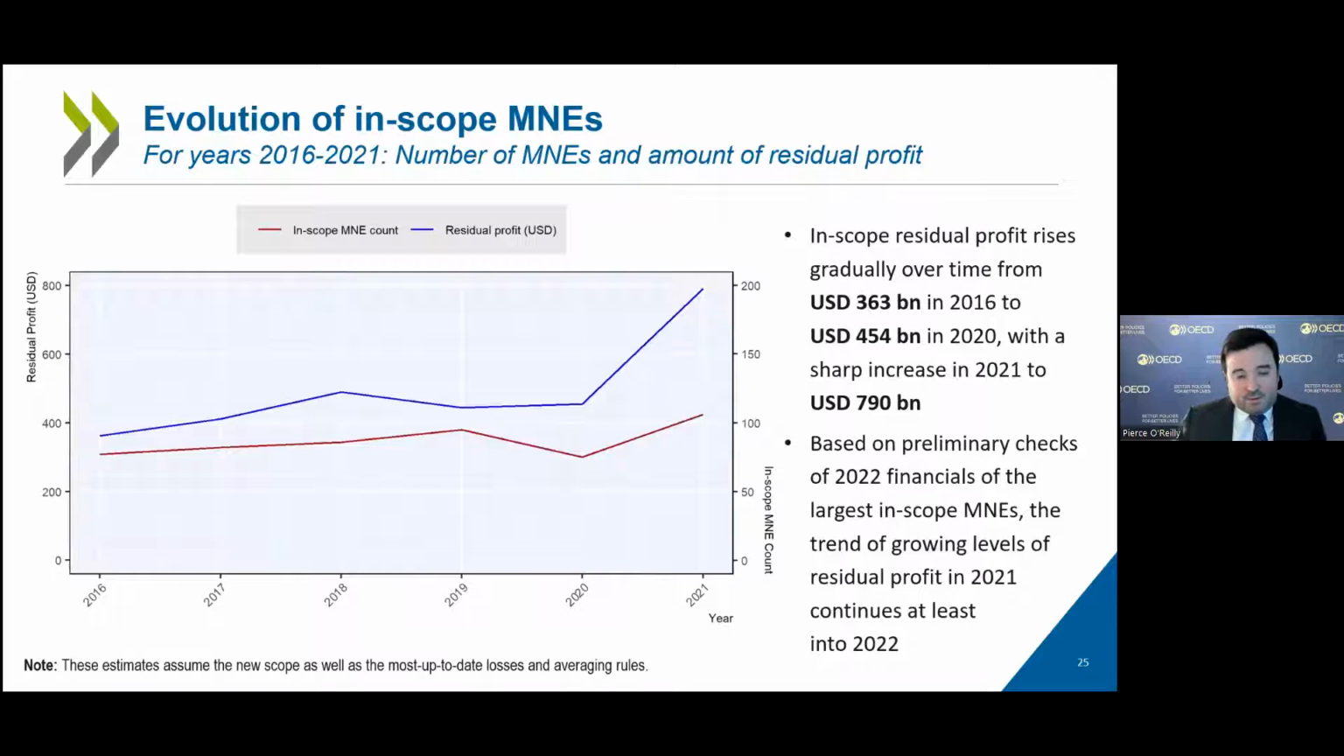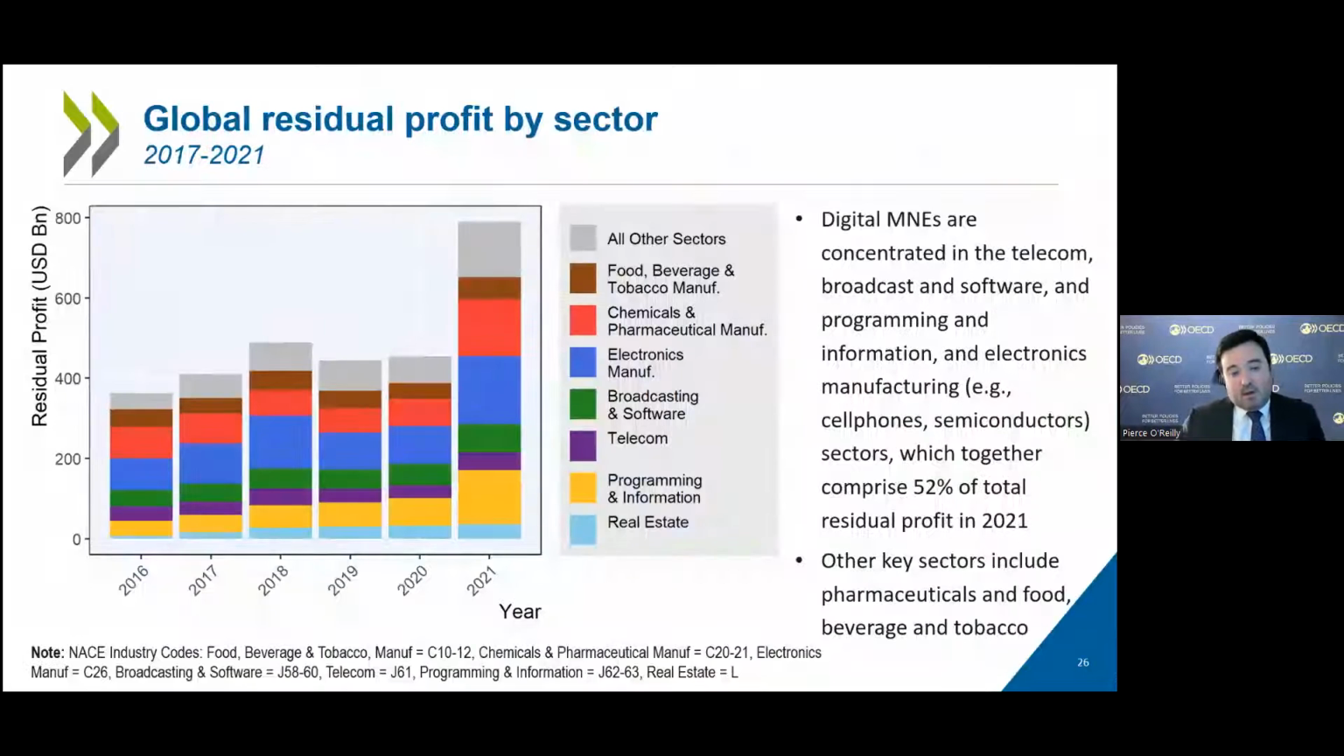So turning then to the next slide. Just looking a little bit more closely at who these MNEs are and what kind of MNEs we have actually in scope of the rules. You see there, for the set of years that we cover, that we have a variety of different kinds of MNEs in scope. As I mentioned, the scope has become broader than the scope outlined in the Pillar 1 blueprint, which focused on consumer-facing businesses and automated digital services.